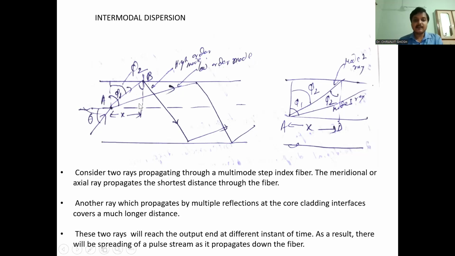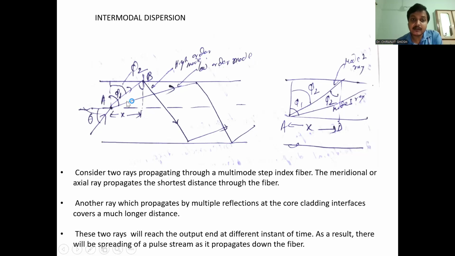Now suppose this is the length of the fiber. Out of these three rays, only the axial ray will propagate the shortest distance. The distance between fiber input and fiber output is very short for the axial ray because it is propagating straight down the fiber axis. If you see this ray, it is actually propagating a much longer path.